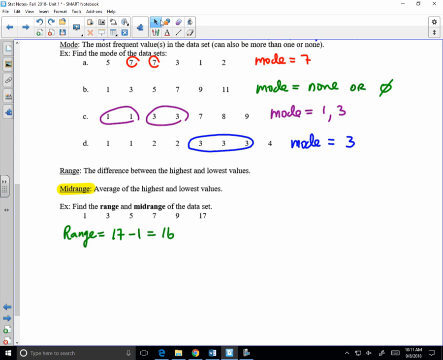Right? Mid-range is the average of the highest and lowest values. So it's the midpoint of the data set. So it's basically related to range in name only. Because the process for coming up with the mid-range doesn't really have anything to do with the process for coming up with the range. So the mid-range: (17 plus 1) over 2 equals 9.